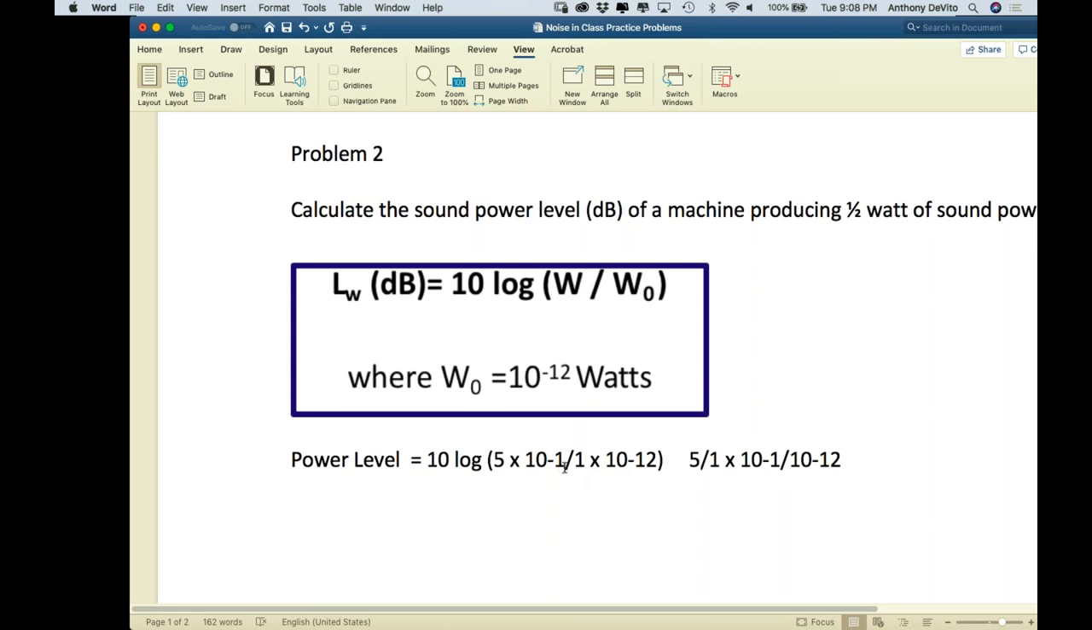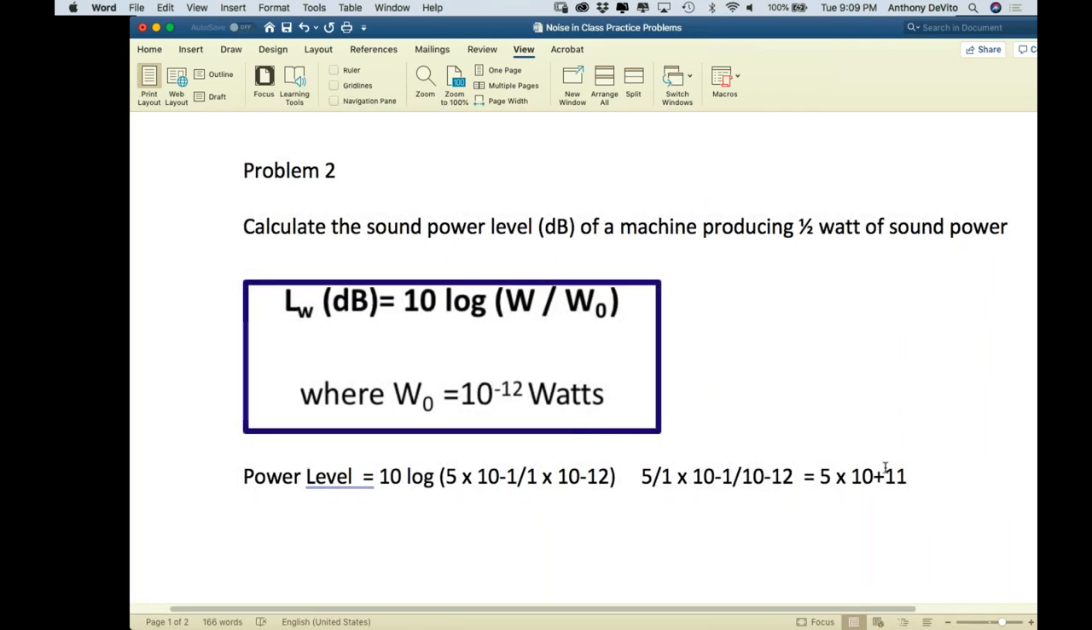So what am I going to do now? I'm going to divide these two. I can look at it as two divisions: 5 divided by 1, which is 5, and 10 to the minus 1 divided by 10 to the minus 12. When we multiplied exponents with the same base, we added them. When we divide, we subtract them. So that's equal to 5 times 10 to the, let's see, minus 1 minus a minus 12, which is 11, to the plus 11, right? So now that's my number to find the log for. That's going to be equal to 10 times the logarithm of 5 times 10 to the 11th power.